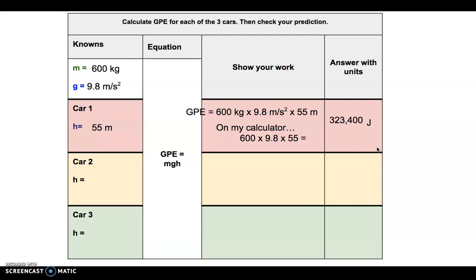Good work, scientists. I hope your answers matched mine. If you are off a little bit, double check that you typed in 9.8 instead of 98 on your calculator. And also double check that you changed the height for each car. Those are easy things to get a little mixed up with. So we can see that car number 1 has the most gravitational potential energy, and that's because it's the highest up car. So good work.